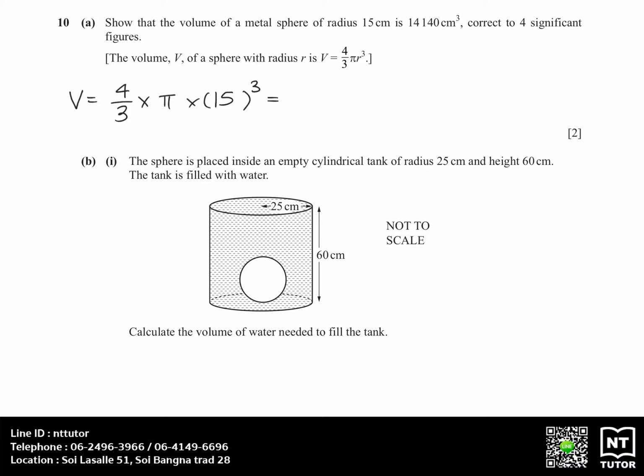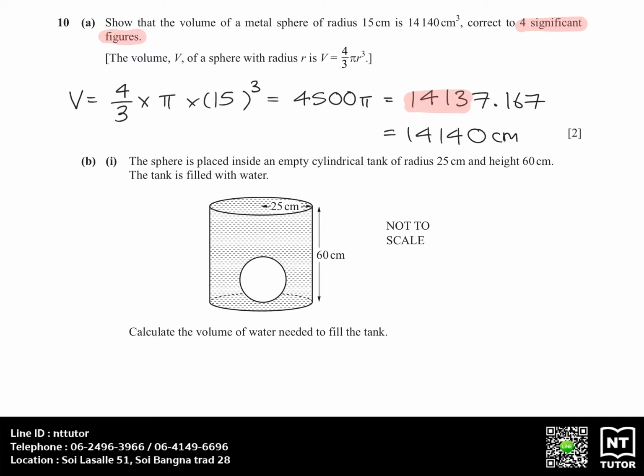The exact answer to this is 4,500 pi, but we want it correct to 4 significant figures, so we need to convert it to an actual number, then round it to 4 significant figures to show that it's 14,140.